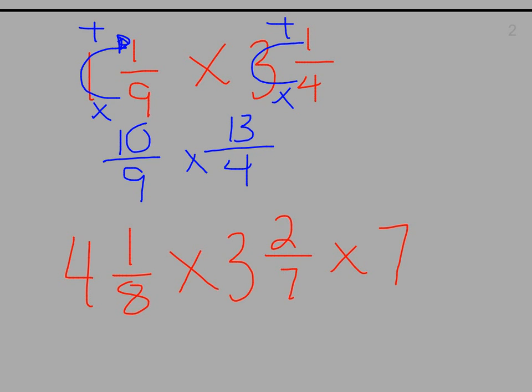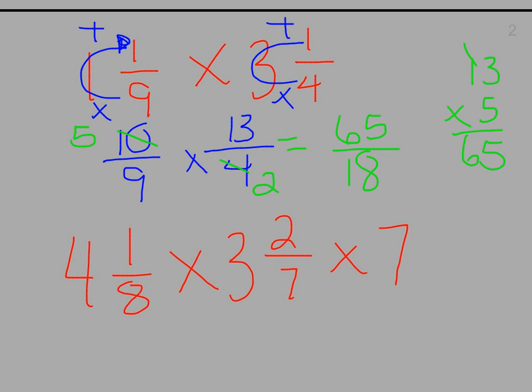Then we look to see what they have in common. 9 and 13 don't have anything in common, but 10 and 4 can both be divided by 2. So I'm going to divide this by 2. 10 divided by 2 is 5. 4 divided by 2 is 2. And that's all I can do on that one. So I'm going to go 5 times 13, and I know that, but I know some of you guys might not. 5 times 3 is 15. That's 65, so I have a 65 on top, over 9 times 2 is 18.